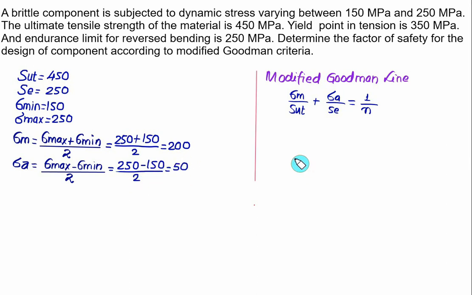So let's substitute the mean stress, which is equal to 200, and the SUT value given to us, equal to 450, plus we have the amplitude stress equal to 50 and the endurance strength equal to 250. On the right hand side we have 1 upon factor of safety n. Solve it, and you will get a factor of safety n close to 1.5.